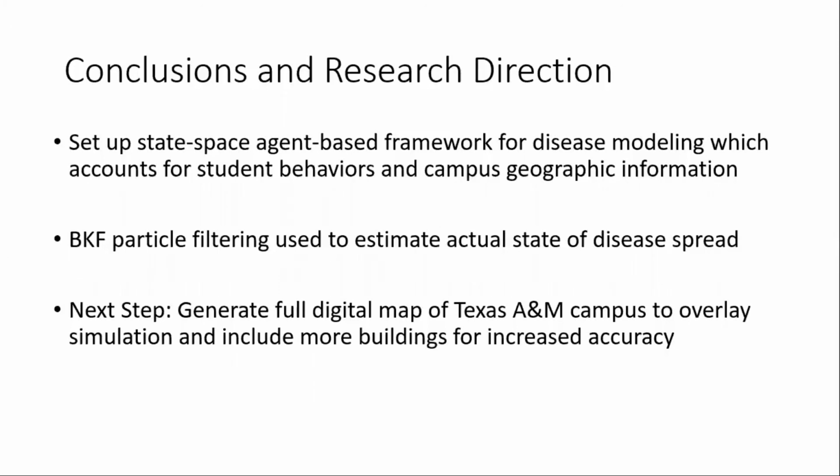On this model, we've then applied BKF particle filtering that is used to estimate the spread of the disease. In real-world scenarios where the number of tests are very small and on the campus where we assume that the probability of infection is very low, this BKF estimate is far more accurate than simple empirical estimation based on the ratio of positive tests to the total number of tests. The next step for this project would be to generate a more full map of the Texas A&M campus and apply more buildings to it in order to more accurately portray how the campus would evolve over time.